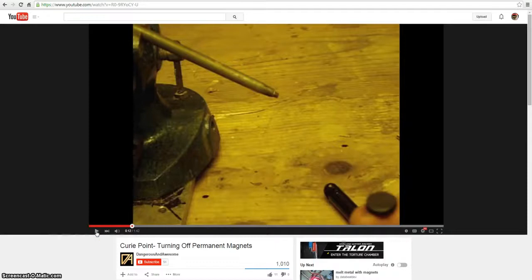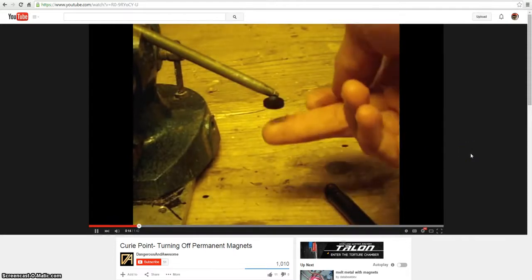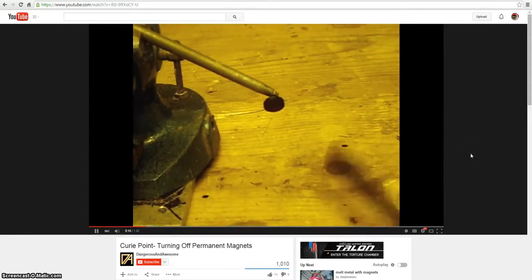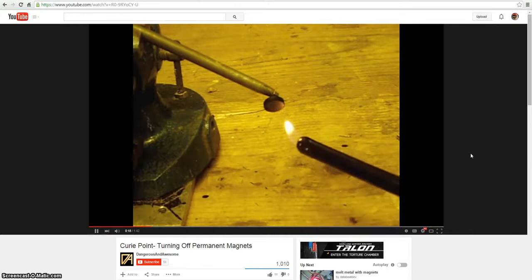Now, let's take a look here at what happens with magnets when you apply heat to them, because everything that exists has to do with heat. When you go down, it gets hot. When you go up, it gets cold. All right, so let's look. The Curie point of a magnet is the temperature at which it is no longer magnetic.